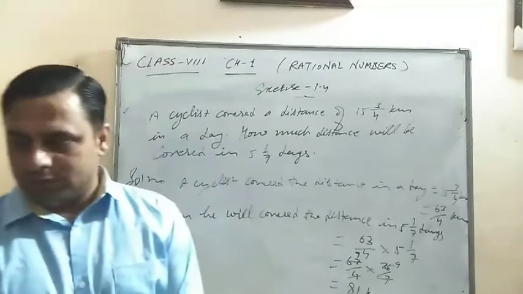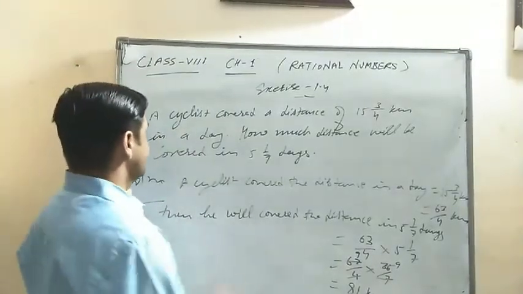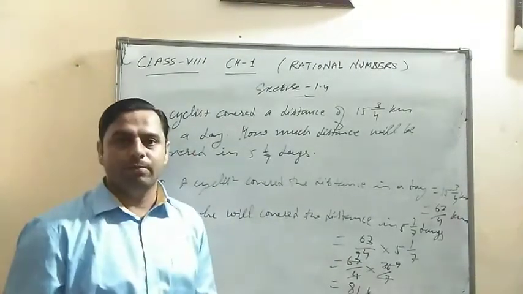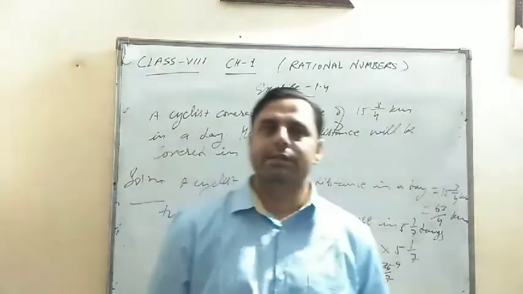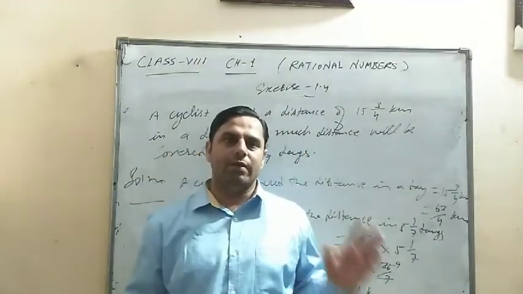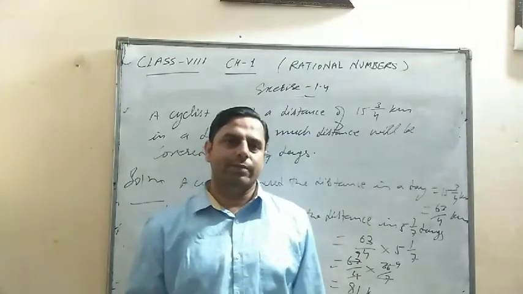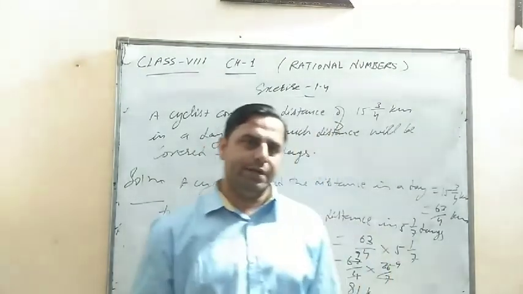So these are the questions of exercise 1.4. So it was the exercise of 1.4. So now your chapter on rational numbers has been completed. Thank you.